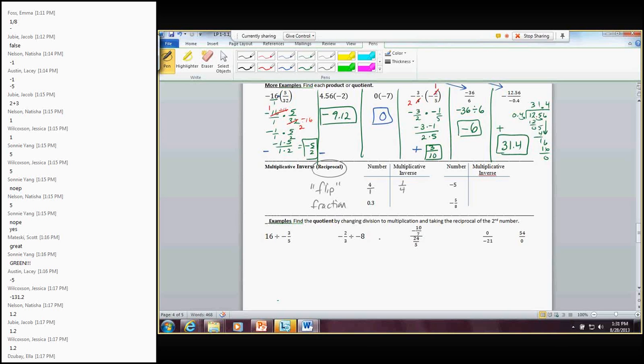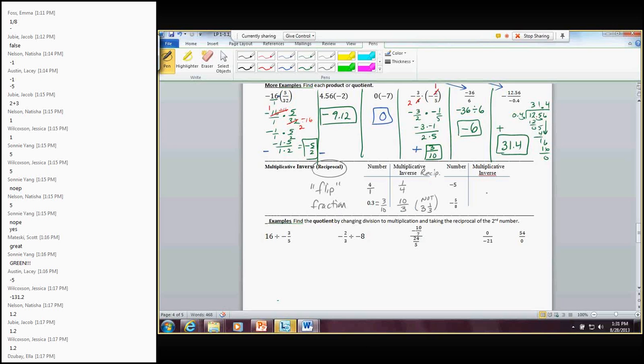Okay, 0.3 is a decimal. So 0.3, how do I make that a fraction? What is 0.3? 3/10. Good. So what is its reciprocal? 10/3. And leave it 10/3. Don't change that to a mixed number, which is 3 1/3. Don't write that. They just want you to flip it, and that's it.